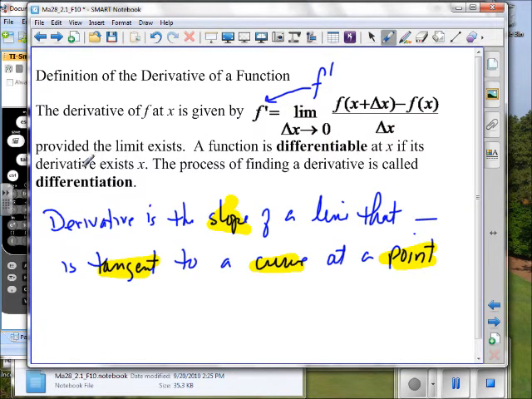So we use the word differentiable: is the function differentiable? The differentiability of a function. So we use that word a lot. We're just meaning, does the derivative exist? And the process of finding a derivative is called differentiation. That's all. Okay, now all we're going to do is work on some problems and see how many of these we can get done.